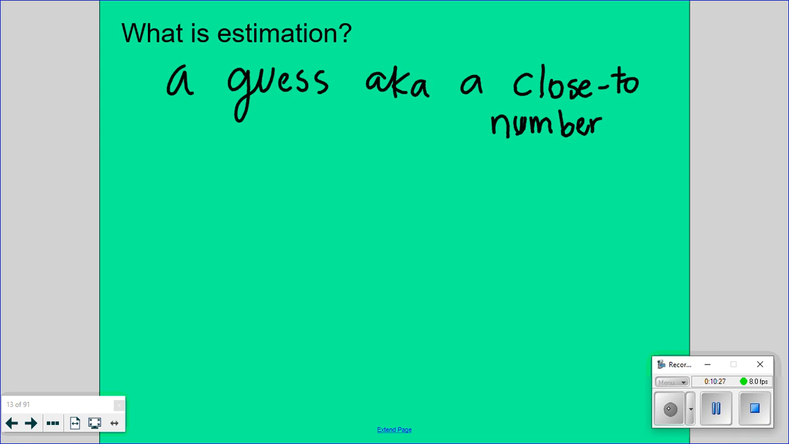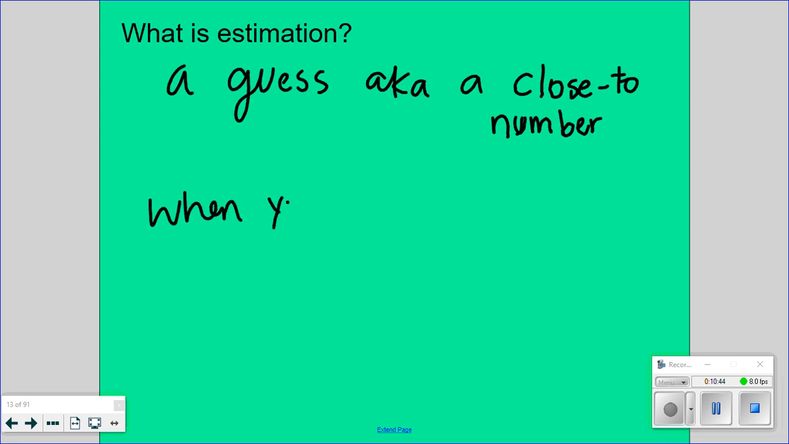Callie? So is it kind of like where you're going to get something and you guess the number, like how much it is going to be? Kinda, yeah.